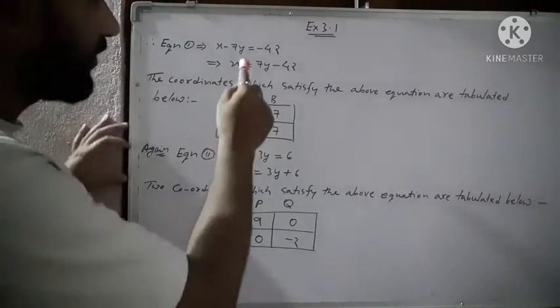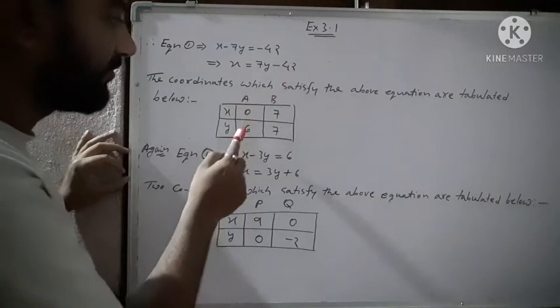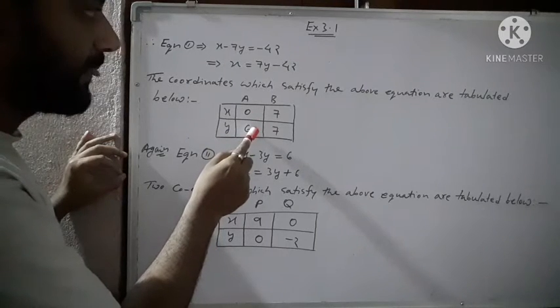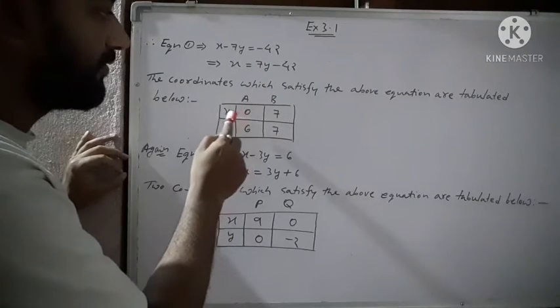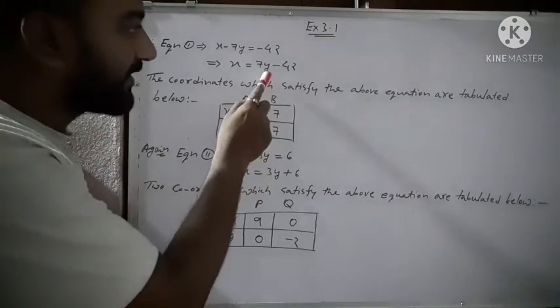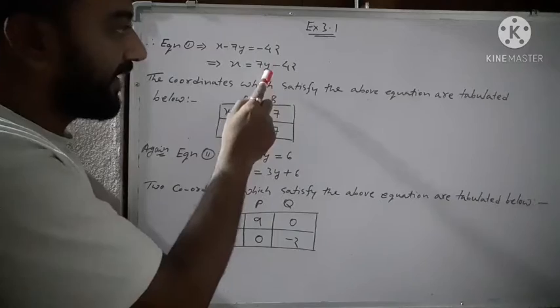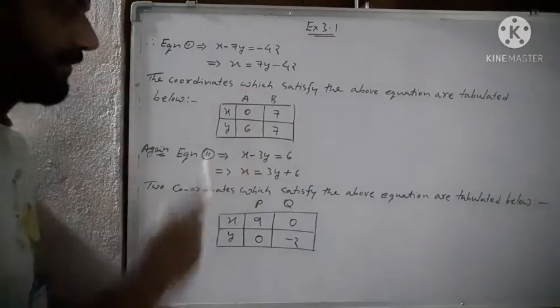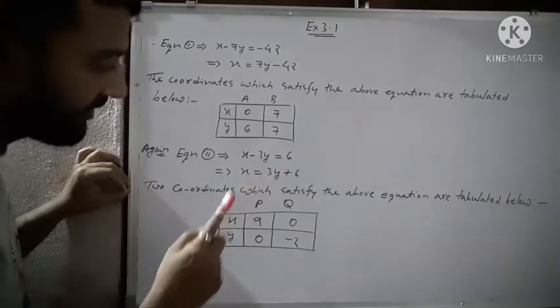In this table, if we put the value of y as 6, then 7 sixes are 42, 42 minus 42 is 0. So if you substitute 6 in place of y, the value of x will be 0. Similarly, if you put 7 in place of y, 7 sevens are 49, 49 minus 42 is 7. So you get the value of x as 7 also. Similarly, equation 2 is x minus 3y equals 6, as we already know.